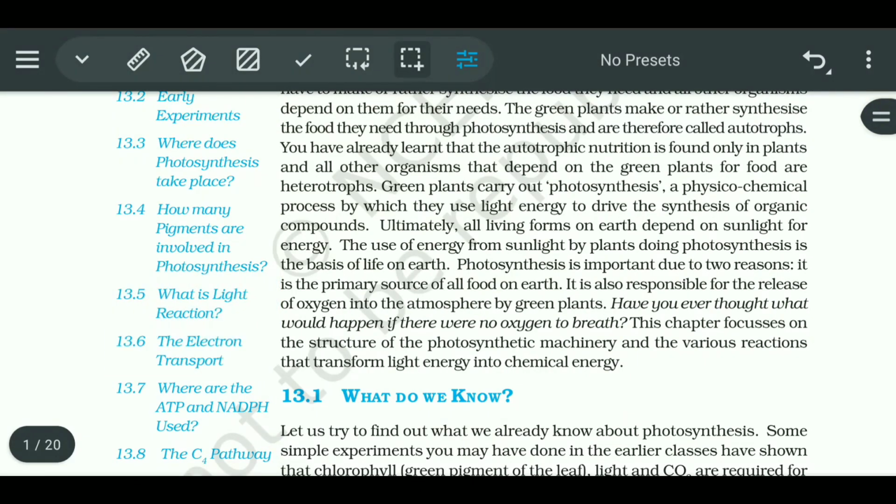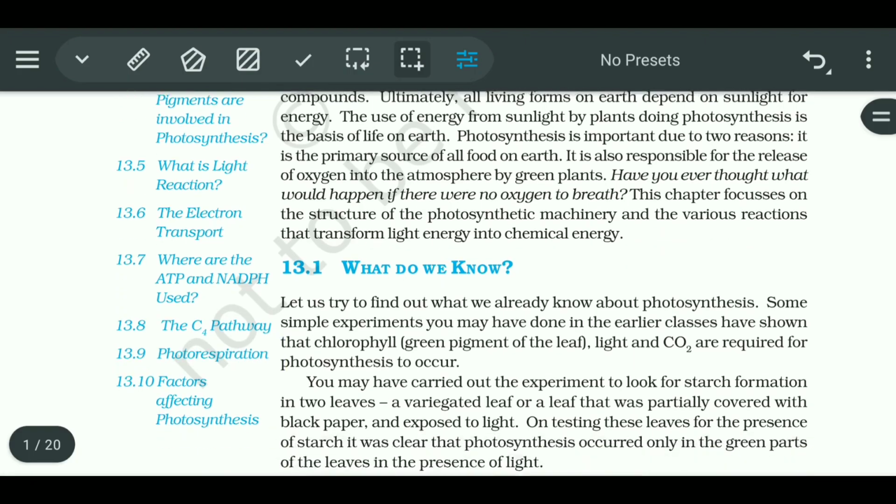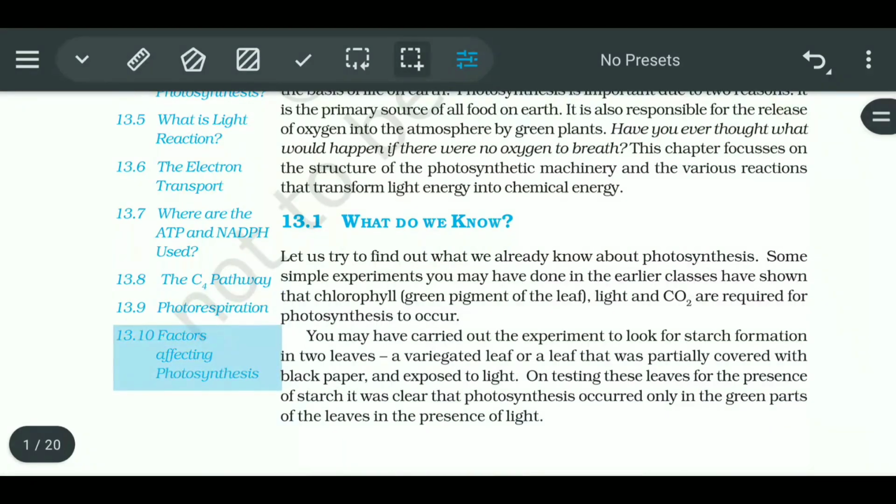13.6 The electron transport. 13.7 Where are the ATP and NADPH used? 13.8 The C4 pathway. 13.9 Photorespiration. 13.10 Factors affecting photosynthesis.